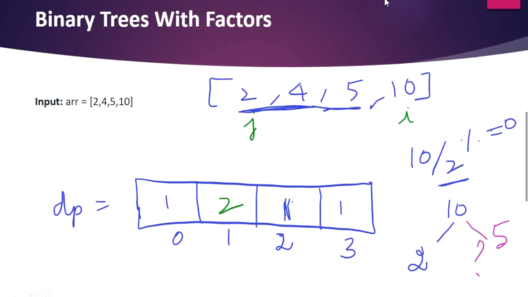So as I said, it is going to be the product of DP of its left and right child. So now the left child is 2, so the number of trees that can be formed using 2 is 1.